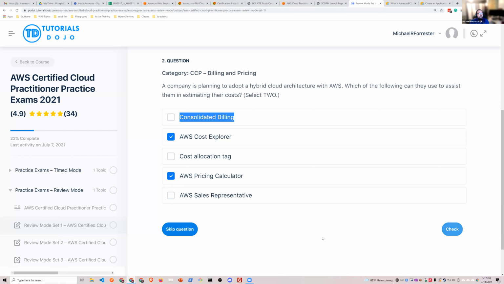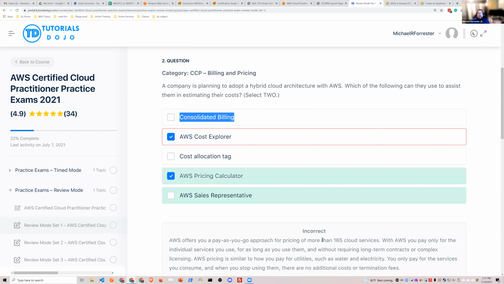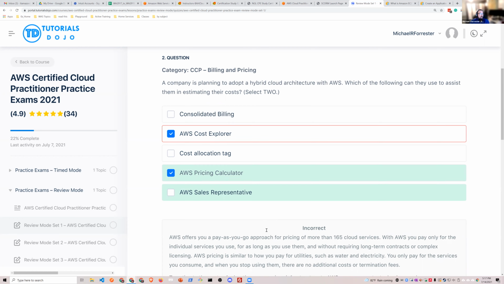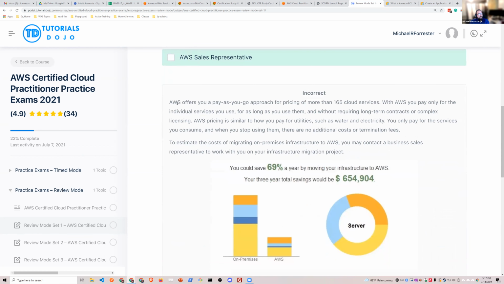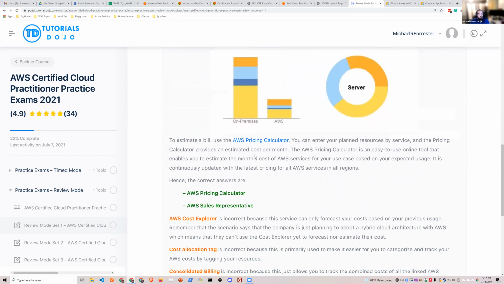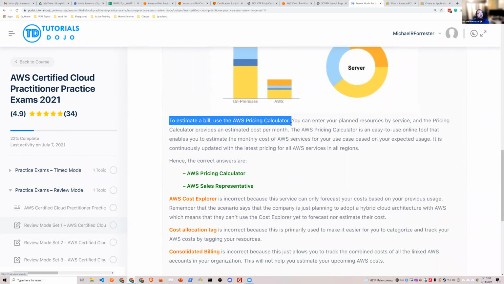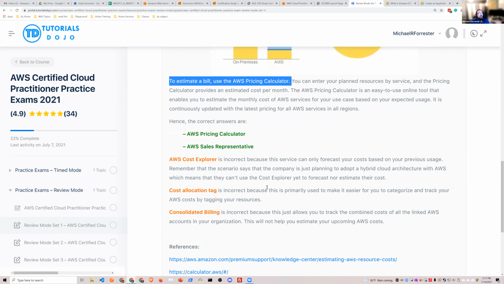And if I hit check, what that does is it will then validate my guesses, right? Wow. Now, I thought Cost Explorer would be a great option, but it actually turns out that it's not. They're actually saying that a sales representative will be a good option, right? Let's find out why. So Amazon goes on and says, hey, we're utility computing, and that to estimate a bill, yes, absolutely, we can use a pricing calculator, right? But what's interesting is that it doesn't say why an AWS sales representative would actually be a good idea, right?